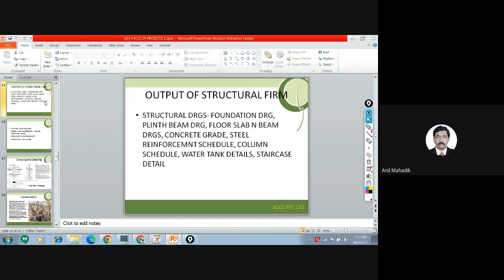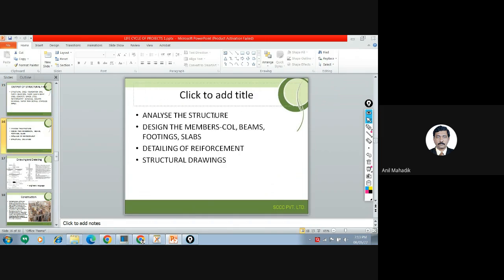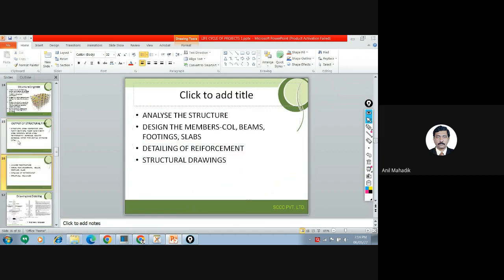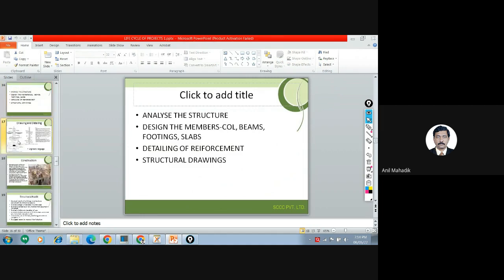To arrive at this output, we generally do the analysis of the structure either manually or in software like ETABS or STAAD Pro. We also do the design of members like column, beam, footing, slabs, either manually or in Excel programs or in software like RCDC or SAFE. We also show the detailing of reinforcement in the drawings, either earthquake detailing or normal detailing as per the IS codes, and we prepare the structural drawings. So this was the discussion we had last time.